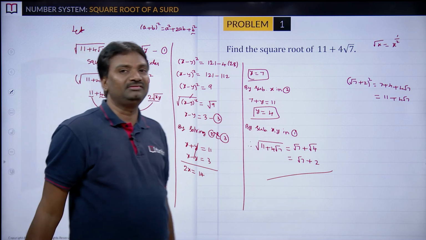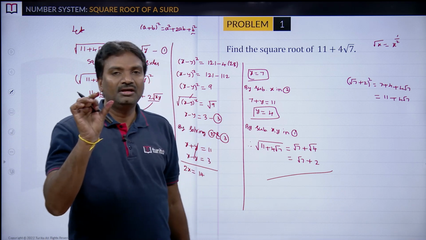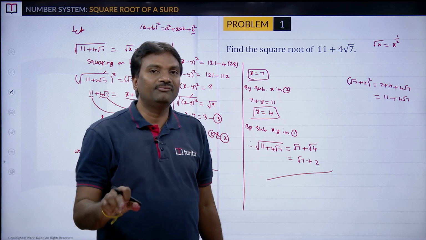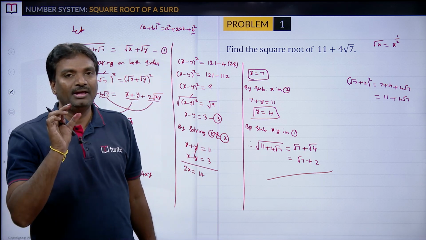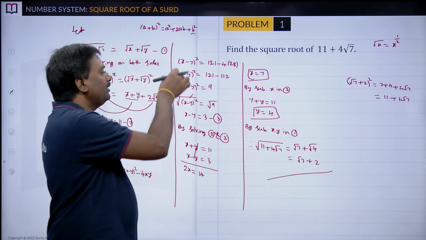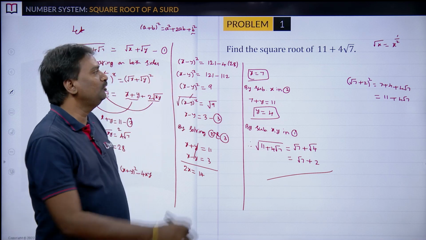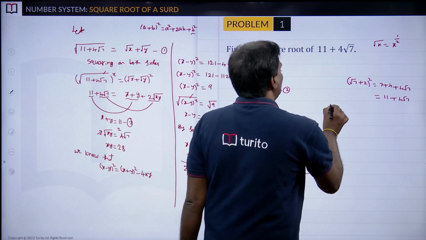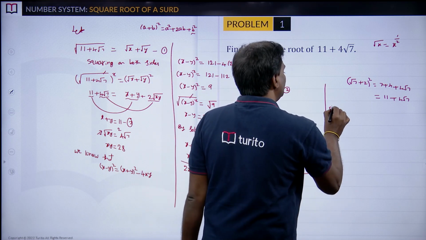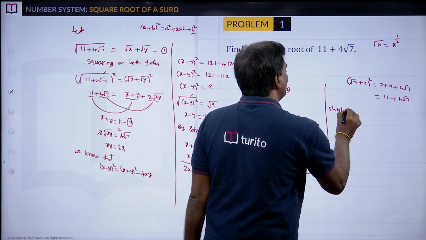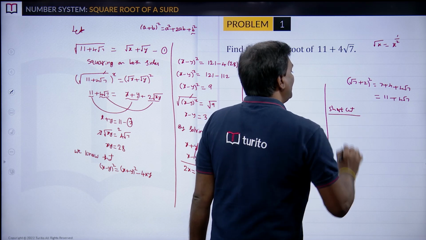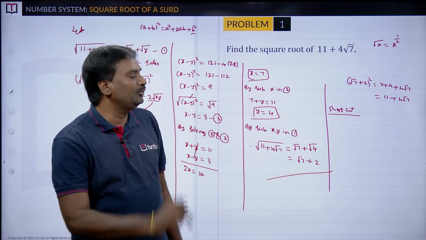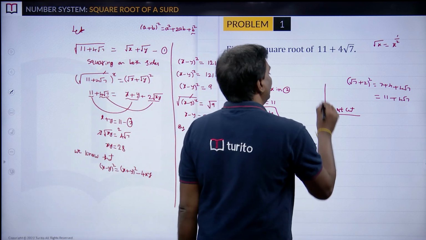One shortcut method is there, within 1 minute. We don't need to write all these steps. So how can you find it? Here we have to find the square root of 11 plus 4 root 7. So this is the shortcut method. When you are writing competitive exams, to find the square root of a number, you can use this method. So what is this method?